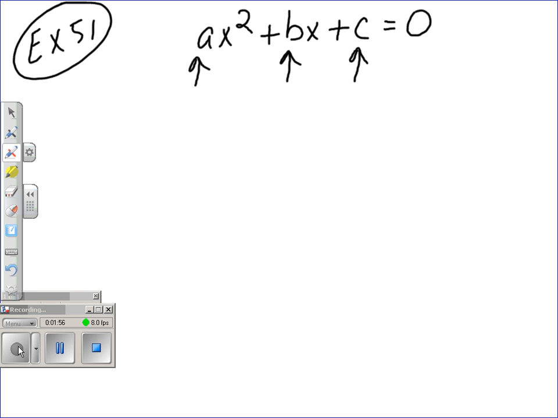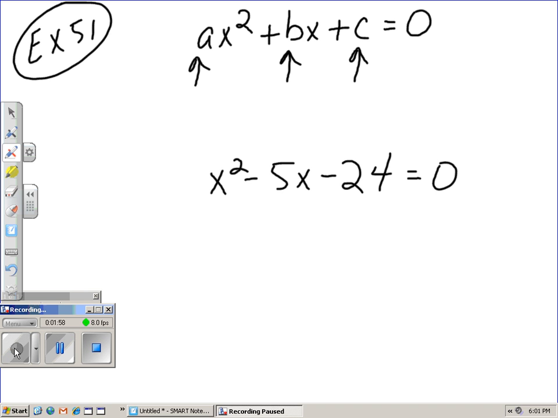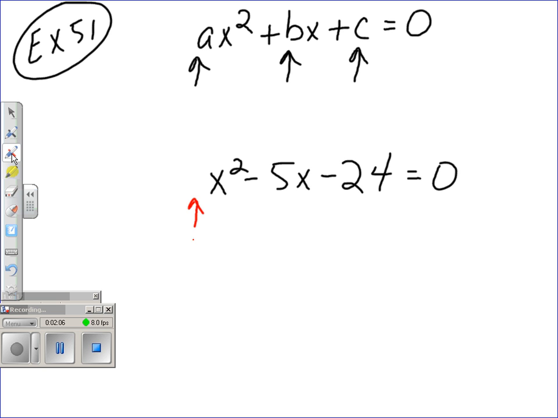Here's what it looks like in a real equation. All right, here's an example of an equation. Your a is the number in front of your x squared. So what is in front of my x squared? If you don't see something, it's a 1, because there is an x squared there. It's not a 0. We do have an x squared. It's a 1. So we say a equals 1.